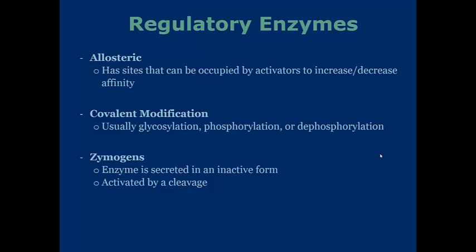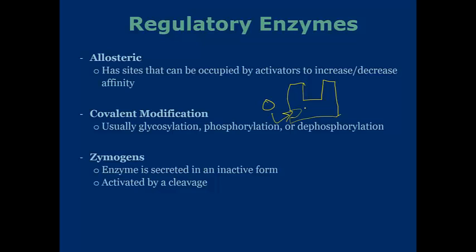Lastly, let's go into some regulatory enzymes. There are different ways that enzymes are regulated, and there's three in particular that you'll see on the MCAT. Allosteric enzymes have sites that can be occupied by activators to increase or decrease affinity. So if you remember, if I were to have an enzyme like so, the active site is listed here, but there could be an allosteric site somewhere else in the enzyme. Depending on whether or not there is some sort of activator or deactivator, some sort of cofactor is going to attach here, and that's going to affect the active site indirectly. That's what it means by allosteric regulation.